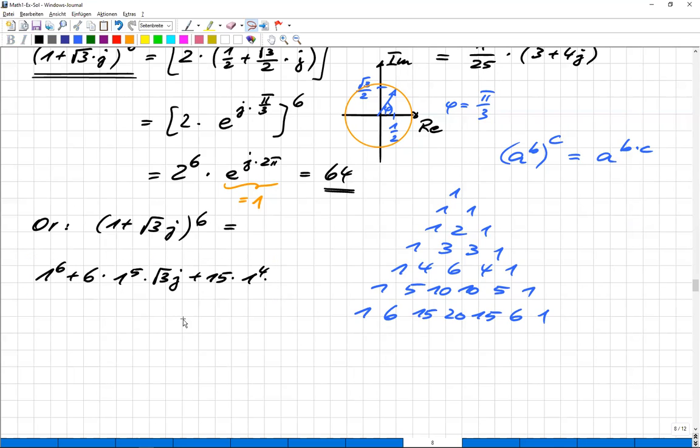But I don't want to do this in detail. Root 3 times j, but squared, right, and so on. But it's much work, you know. Plus 15. Oh no, 20 is missing, right? Yeah. Plus 20 times 1 to the power 3, and so on. You can do it. It's a good training, but it's much work. Okay.